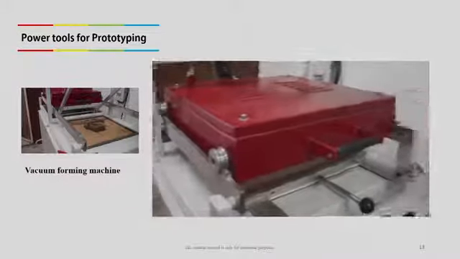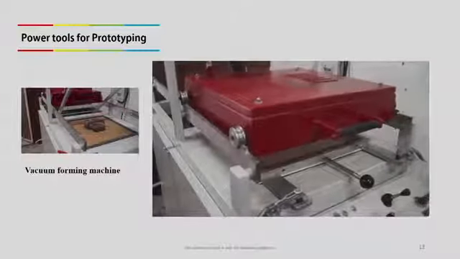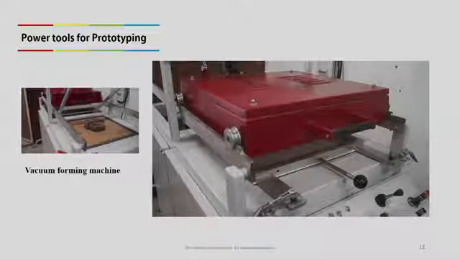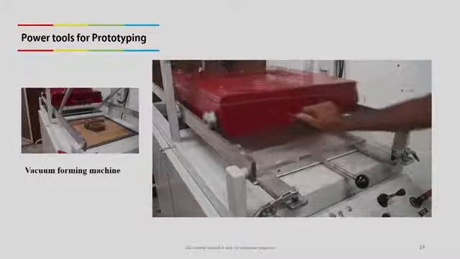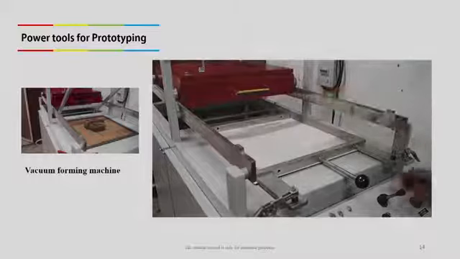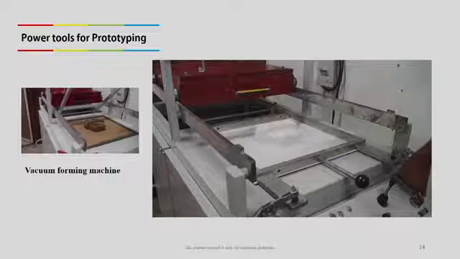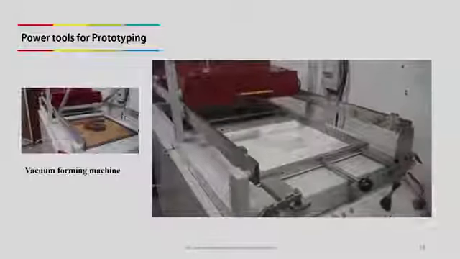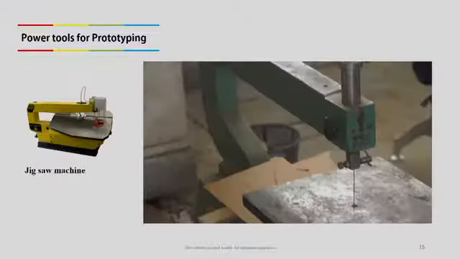The red part is the heating part where hot air is blown. After some time we have to check whether it is soft or not. Now the mold is up and vacuum has been created, and the plastic has taken the shape of the mold. Next stationary tool is jigsaw machine.